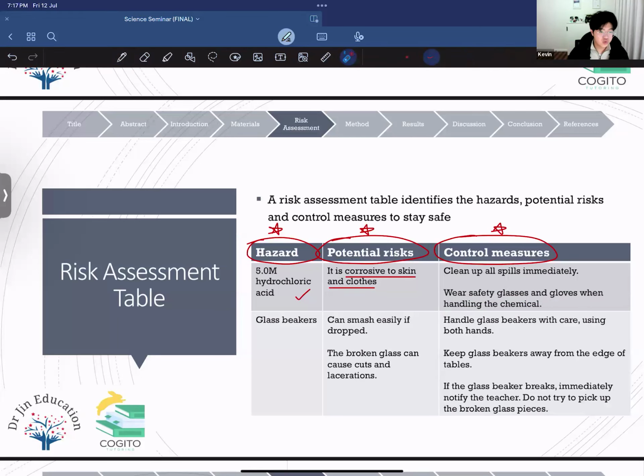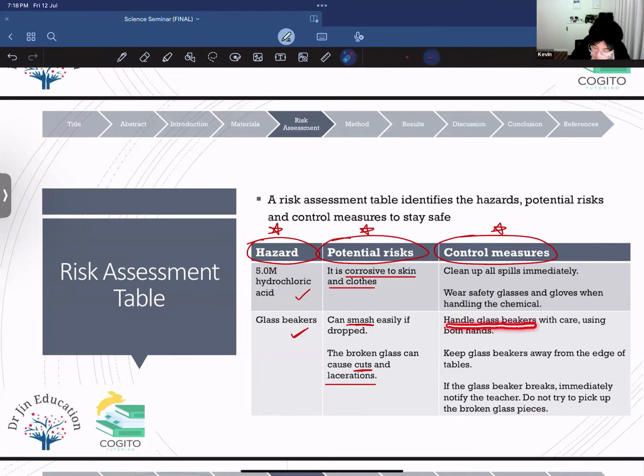Another example is glass beakers. In the science lab, you have a lot of things made of glass. The thing with glass is if you drop it, it's going to shatter and break. They can smash easily if dropped. The broken glass can cause cuts and lacerations. So obviously, if you drop something, don't pick it up with your fingers. It may cut you. So what's the control measure?